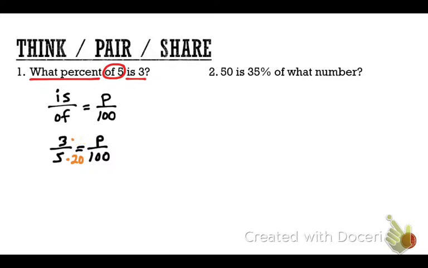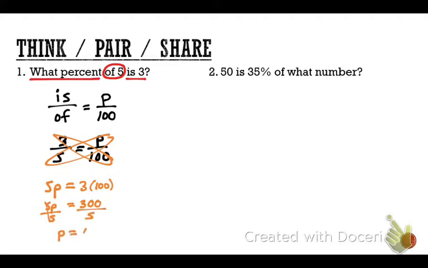60. Okay, if you didn't do it that way, how many of you did it cross products? If you did it cross products, then we know 5 times P equals 3 times 100. What is 3 times 100? 300. Divide it by 5 on both sides, and you would still get the same answer that we got before. But the question asks, what percent of 5 is 3? What percentage is it? 60% is the correct answer. Box that in.